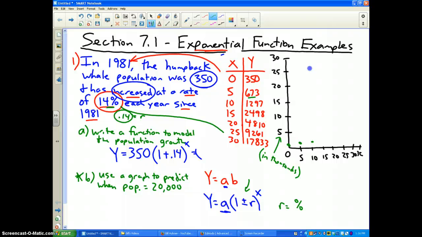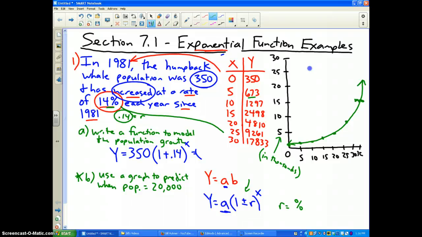Year 15, again, I'm estimating, is about 2,000. It's about right there. Year 20 is getting close to 5,000, which is about right there. Year 25 is about 9,000, which is going to be about right there. Year 30 is 17,000, which is going to be about right here. Now, as you can see, we're forming an exponential model. It's going to keep going up like this because this is a growth problem.